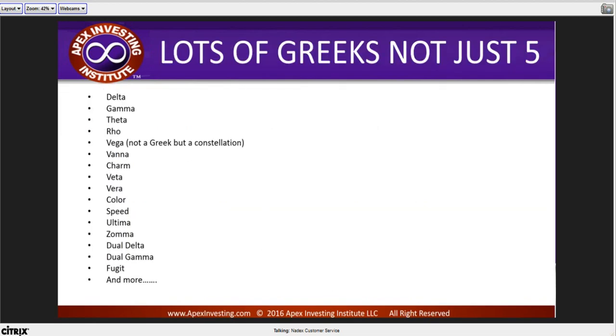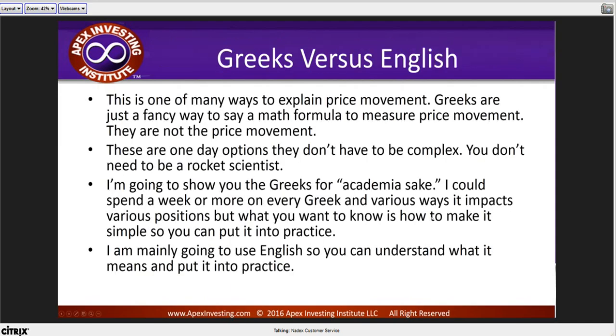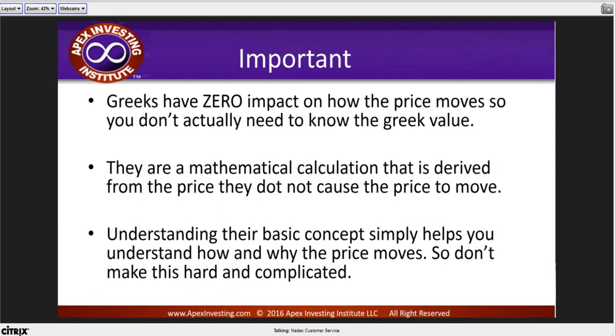Okay, another thing for you. If you want to get real complicated on this, there's a lot more than 5 Greeks. There's not only delta, gamma, theta, vega, rho, there's also vanna, charm, veta, vera, color, speed, ultima, zomma, dual delta, dual gamma, fusion, and there's a whole lot more than that. So this can get as complex as you want it to. It doesn't mean you're going to make more money. So again, we want to turn these Greeks into English. It's just a way to explain movement. It's a fancy math formula. They have zero impact on the price movement. They just help you understand how it moves.